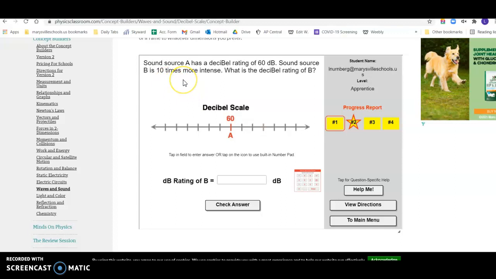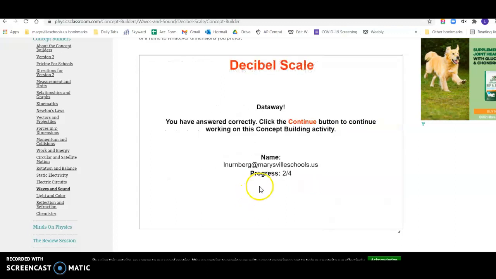If it's 10 times more intense, that would mean that I would need to add 10 just one time, because every time you multiply by 10, you add 10 on the decibel scale. So I would add 10 one time, and my answer would be 70.